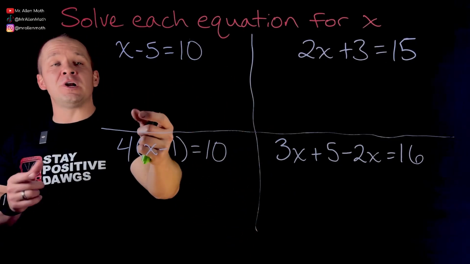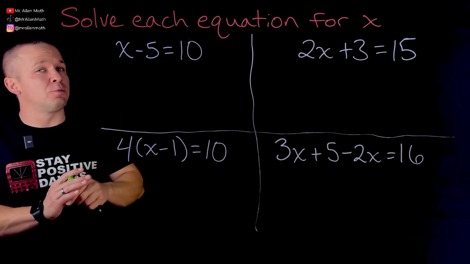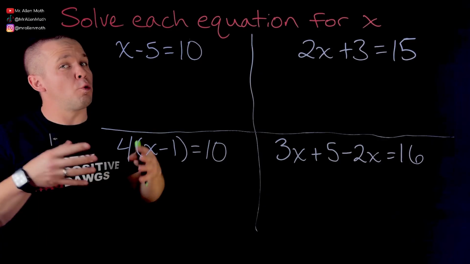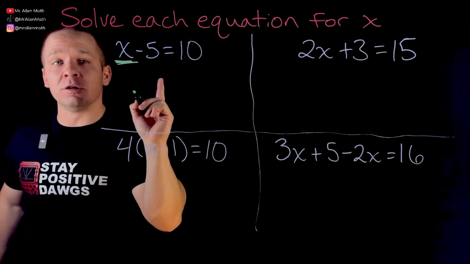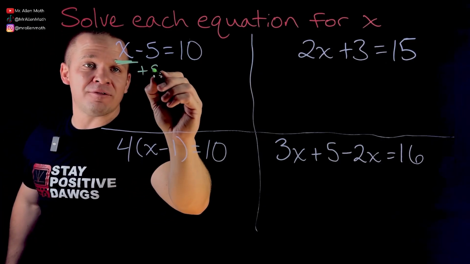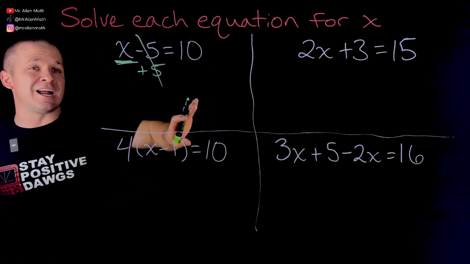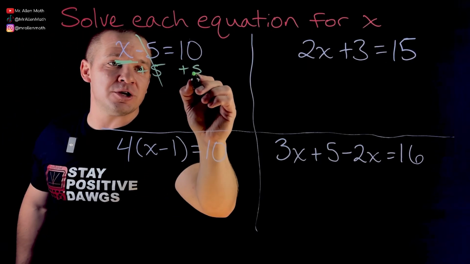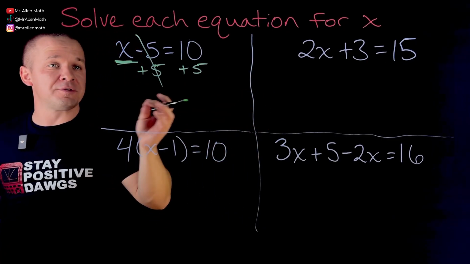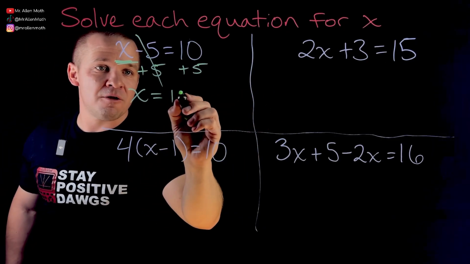So let's start with the first one here. I got x minus 5 equals 10. This is a one-step equation. What do I have to do to get my x alone? I'm going to add 5 on this side to get rid of that 5. Boom, it's gone. But whatever I do to one side, I got to do to the other. I got to balance this equation. So I have to add 5 to both sides, and I get x equals 15.